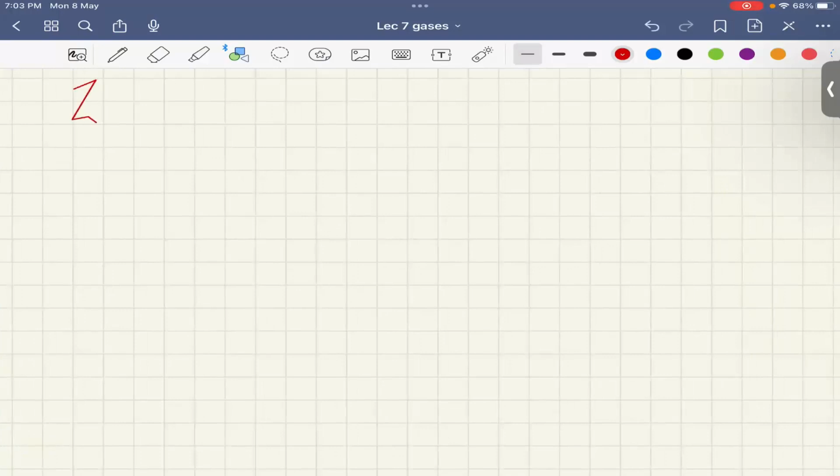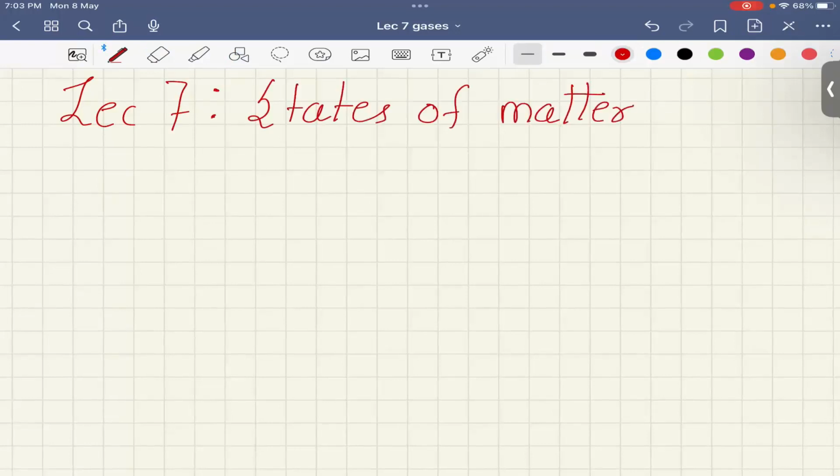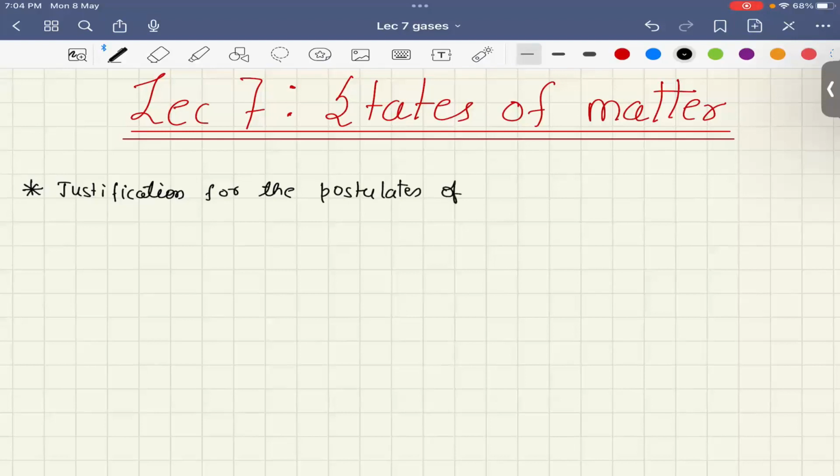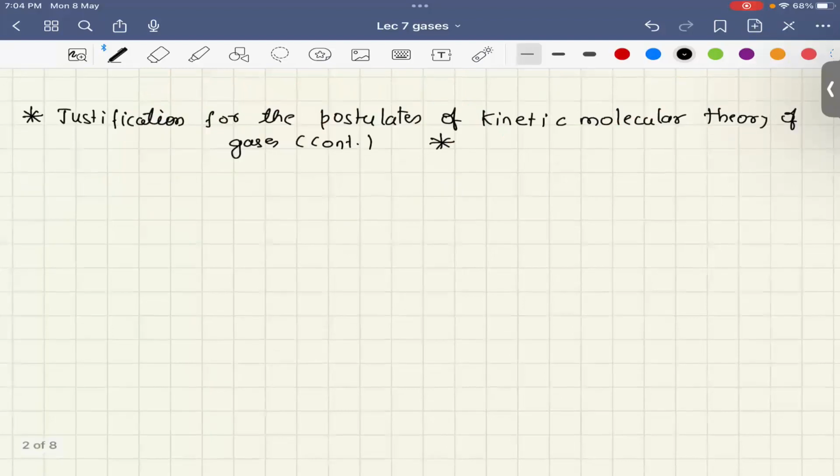So this is lecture 7, States of Matter. The first topic which we are going to study is the justification for the postulates of the kinetic molecular theory of gases. In the previous class we have studied the first four postulates. Now we are going to study the fifth.